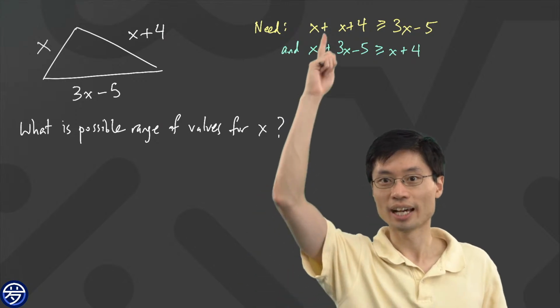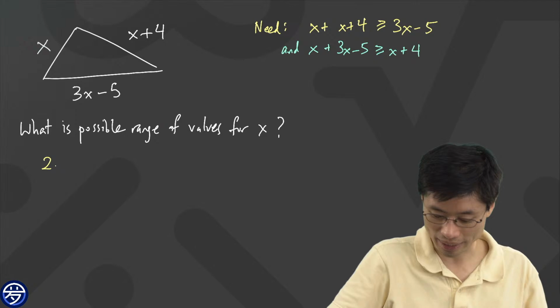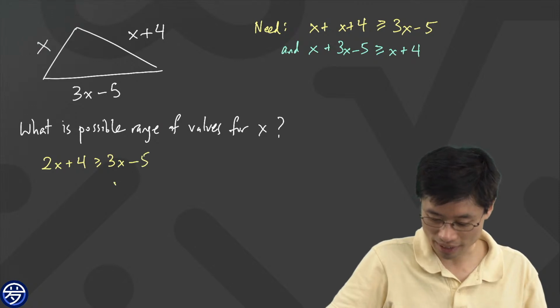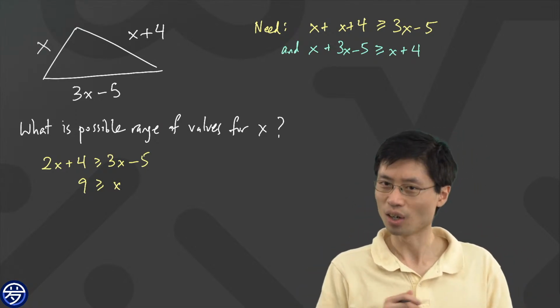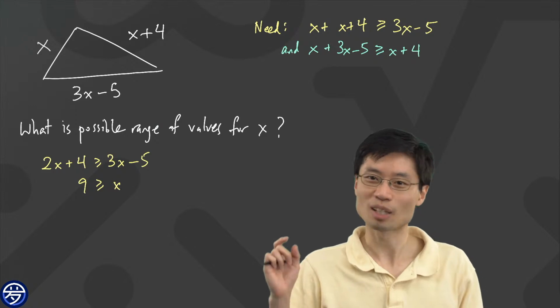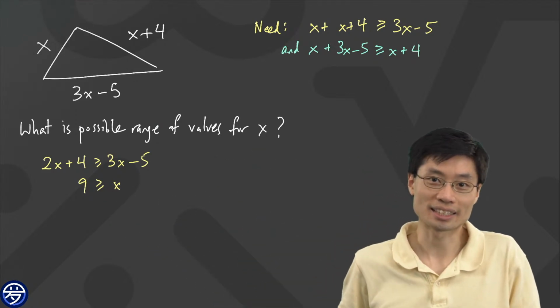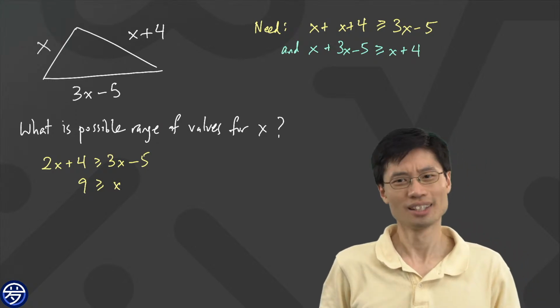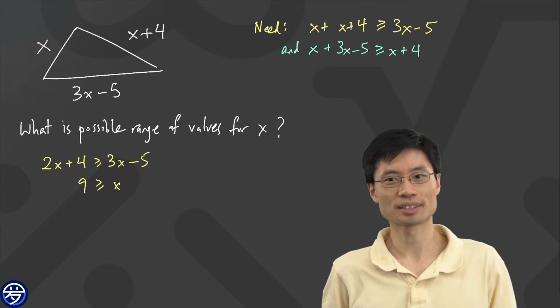For the yellow, x plus 4 bigger or equal 3x minus 5. That is 2x plus 4 bigger or equal 3x minus 5, and that is x less than or equal to 9. So now I know I better make sure my x is less than or equal to 9. Oh, and that's how you can also see that I better have another inequality. Because if someone told you, hey, just pick any x that's less than or equal to 9, well, there's another problem. The other problem is, how about negative sides?